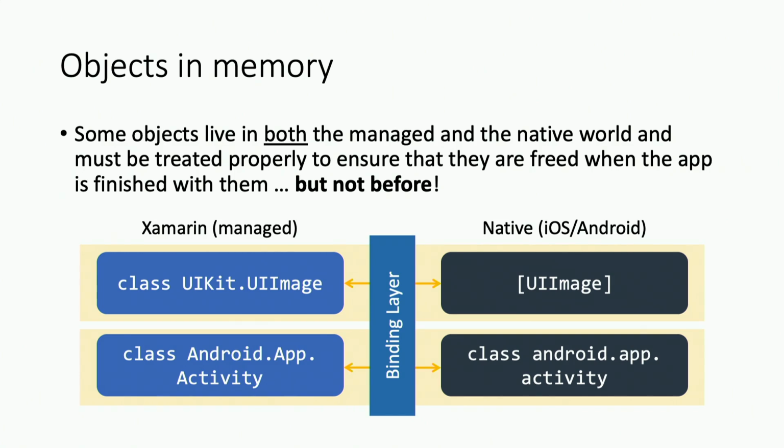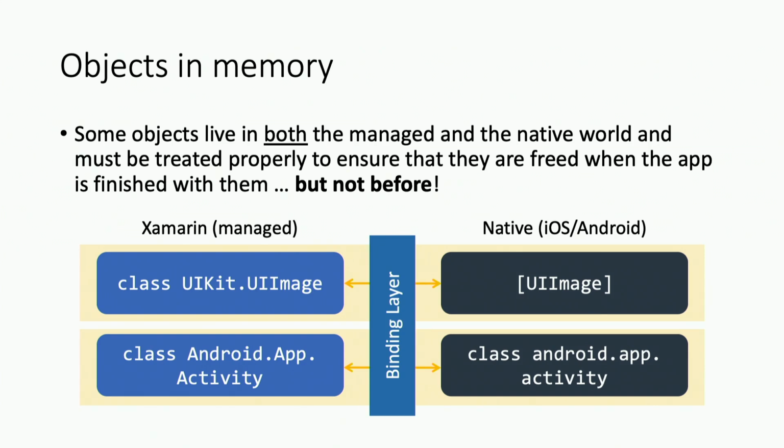They communicate using a binding layer. It's a bidirectional communication. And what the runtime has to do is make sure that if Xamarin needs those objects, those native ones shouldn't be cleaned, or if it doesn't need them anymore, they should say to the native mechanism that it can free that memory.